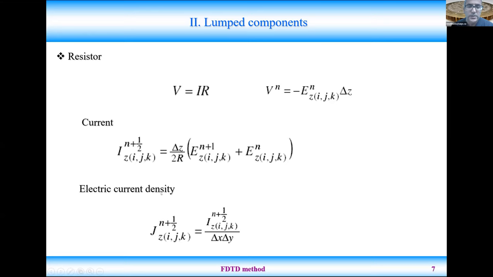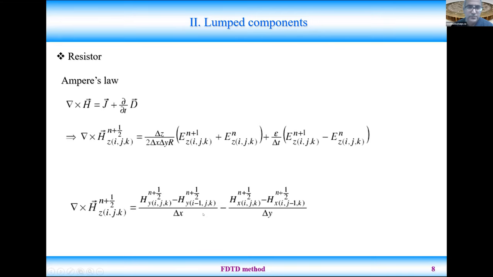Then we use the electric current density. So electric current density is calculated by using the current, Iz at time n plus half, and we divide here by delta x delta y. So we use this relation before, actually. We use it for the thin wire formalism. And as we have done before, we use Ampere's law to introduce the current density. So the curl of H is given now by this relation. We have here the current density, which is a function of the resistor R. And here, this is just the displacement current. So this one is like the usual one.